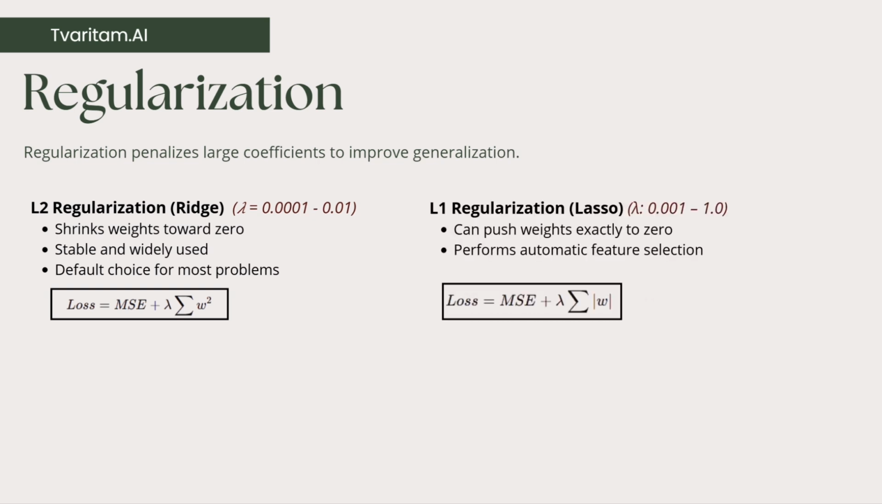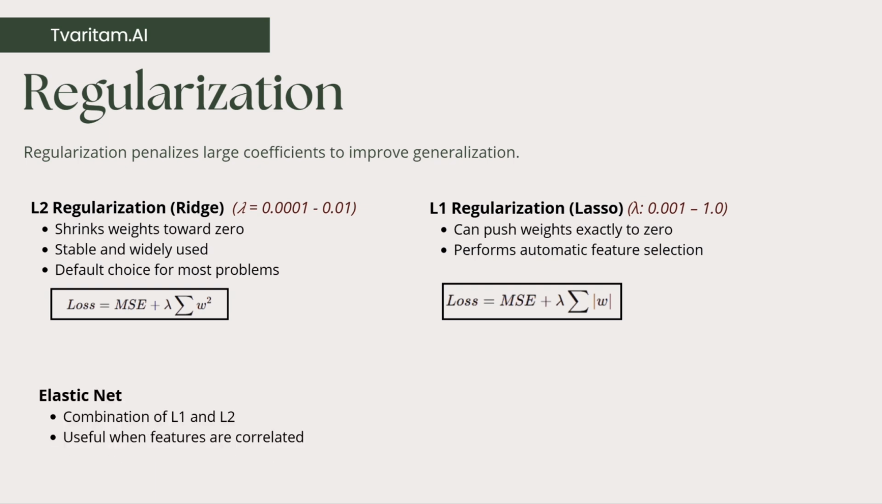Second is L1 regularization. Here we add the absolute sum of weights to the loss function and it can push some weights exactly to 0. This makes it useful for feature selection as it may effectively remove some irrelevant features.